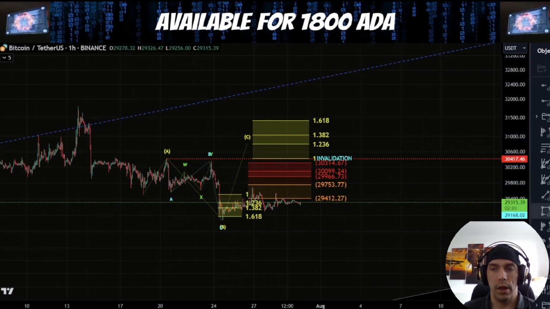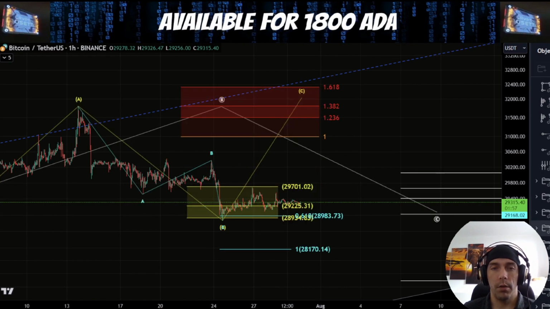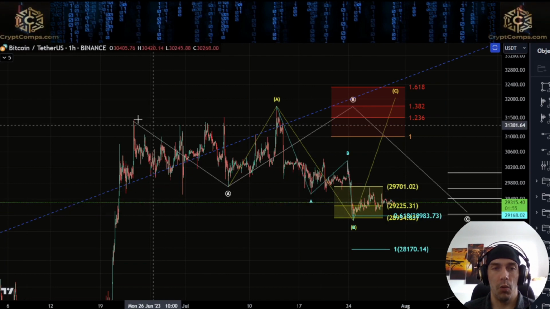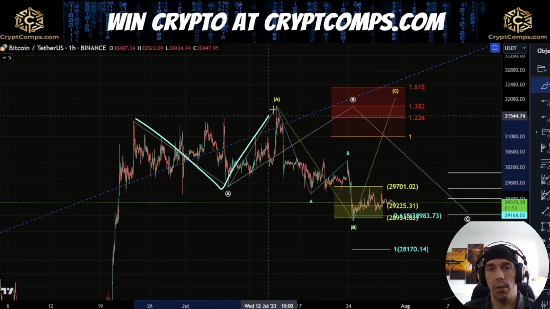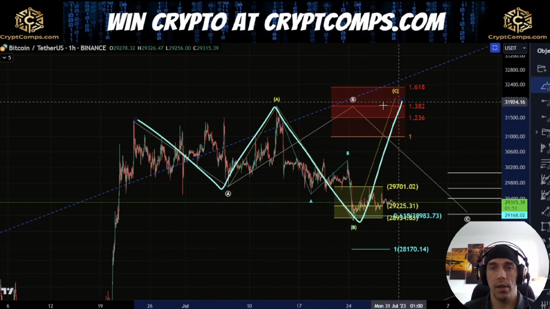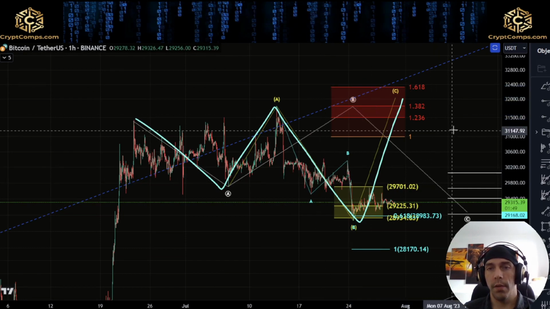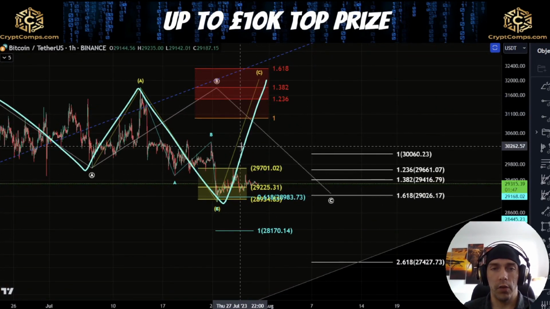I don't think this is likely anymore. It is possible we could still see a move up here directly in 5 waves, but then I would be more inclined to think that this would be our A wave. This is A, B, and C, all within the B wave, and then potentially looking for this C wave to the downside.